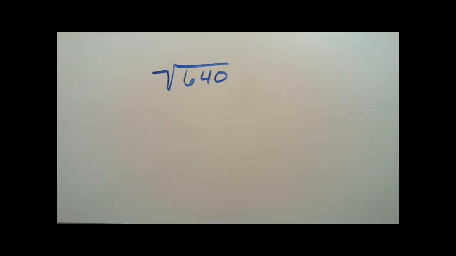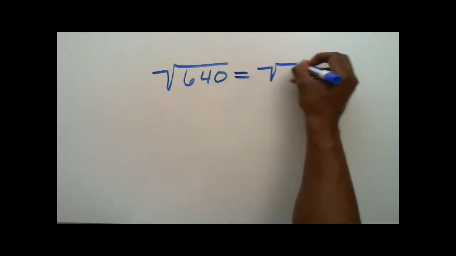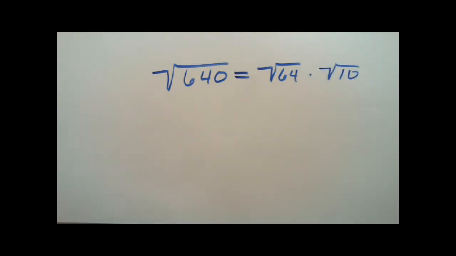Let's find the square root of 640. Just like in the last example, in order to solve this problem, we're going to find the perfect square factor. 64 goes into 640 10 times and is a perfect square. I rewrite the expression as the square root of 64 times the square root of 10.